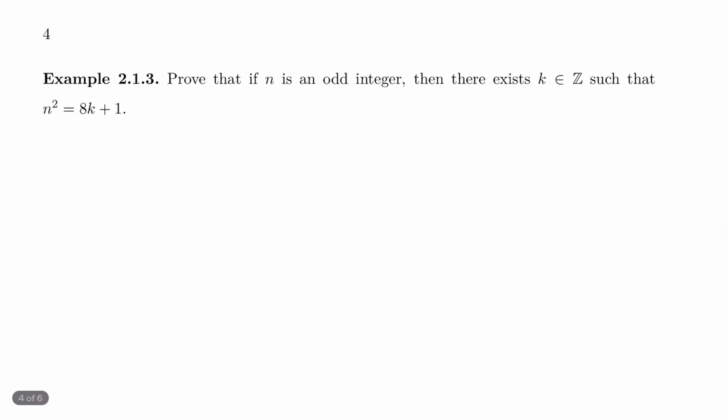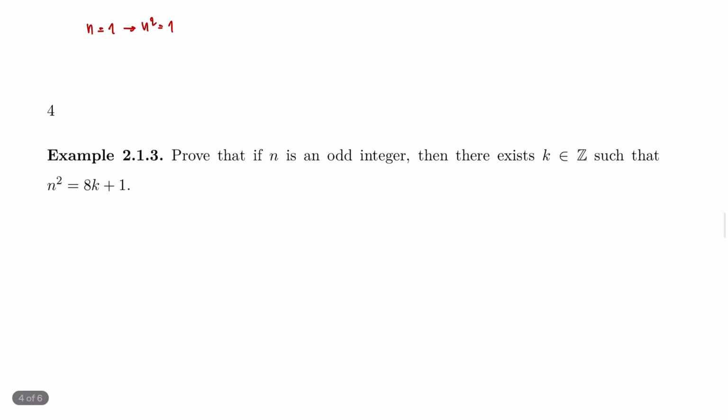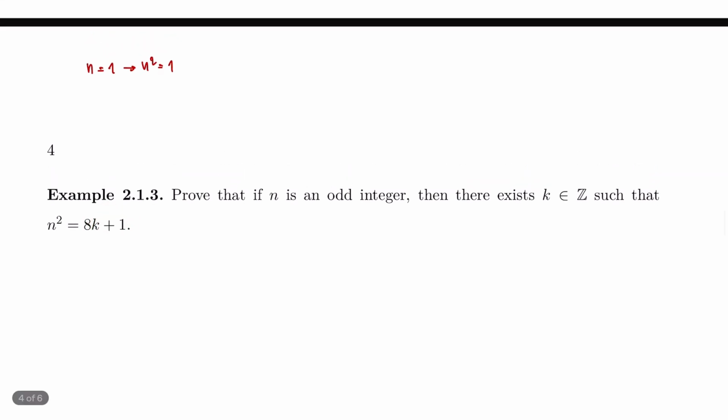Today we are going to prove that if n is an odd integer, then there exists an integer k such that n squared equals 8k plus 1. That means, do we have this kind of integer? So for example, let's start with n equal to 1. What happened to n squared? n squared is just 1, right? In terms of 8k plus 1, it turns out to be 8 times 0 plus 1.